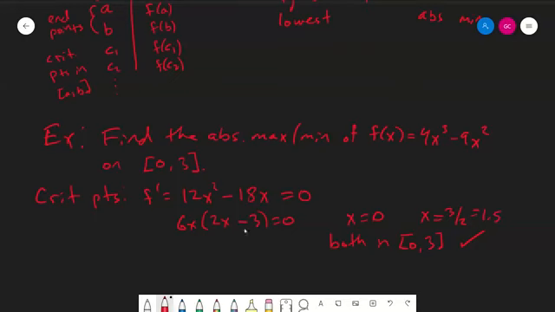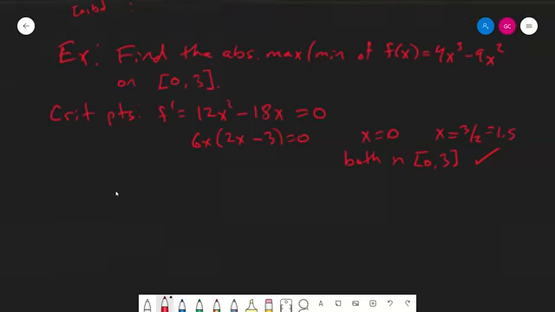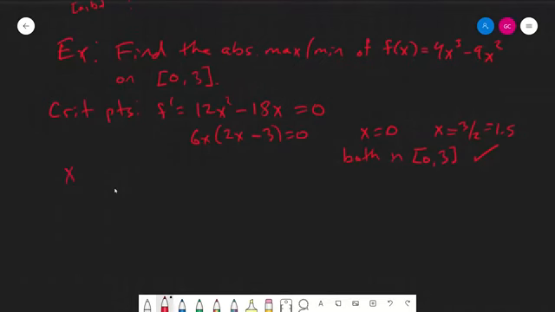Now, we just want to take the critical points and the endpoints and plug them into the function f. Well, in this case, one of the critical points actually was one of the endpoints. That can sometimes happen. So I have to test x equals 0, and x equals 1.5, and x equals 3. And remember, you're plugging these not into the derivative, but into the original function, 4x cubed minus 9x squared. Using a calculator, you'll find that f of 0 is 0, f of 1.5 is negative 6.75, and f of 3 is 27.